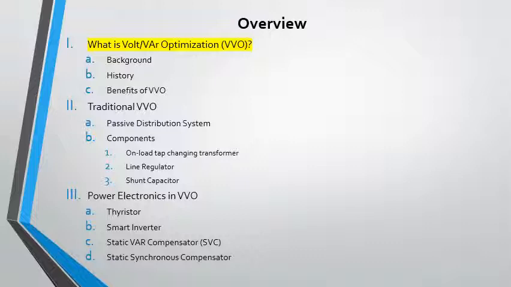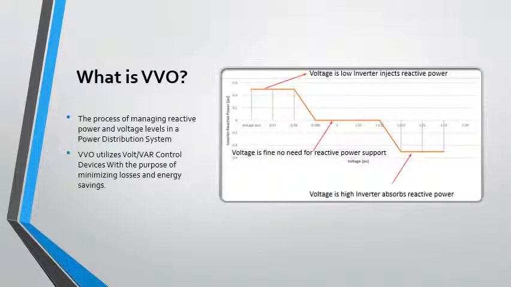Let's go over the first point here. What is Volt-VAR Optimization, VVO? VVO is the process of managing reactive power and voltage level in a power distribution system. This is accomplished using Volt-VAR control devices with the purpose of minimizing losses and saving energy.